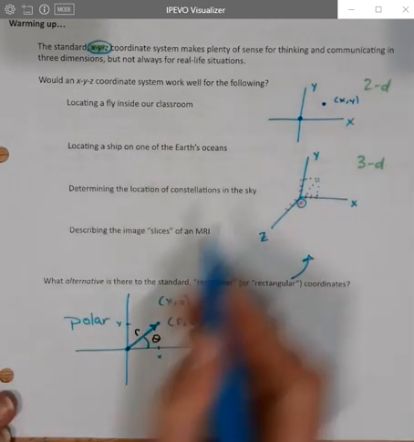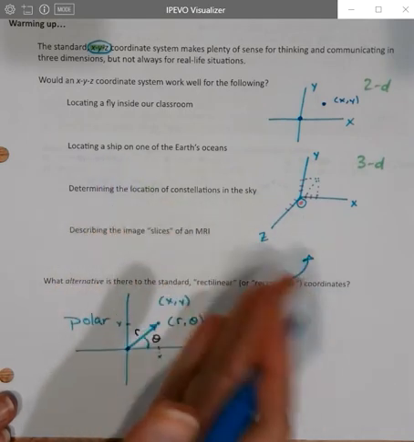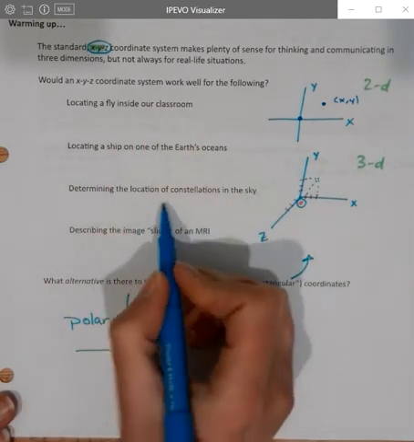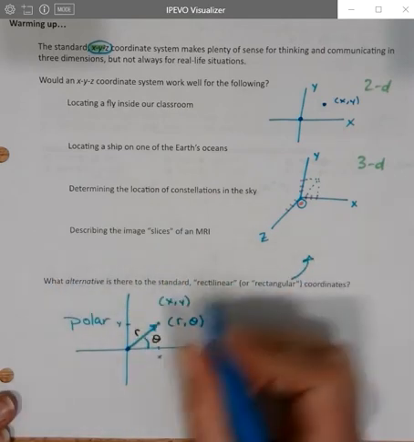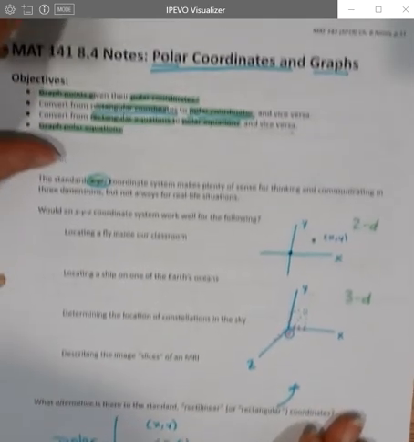So pointing at something, or if you're talking about locating a ship, like we're talking about direction as well, or direction of a constellation, anything that describes an image or a slice like this is going to be something that may be better represented in polar. That's what we want to talk about in this section, is our polar coordinate system.